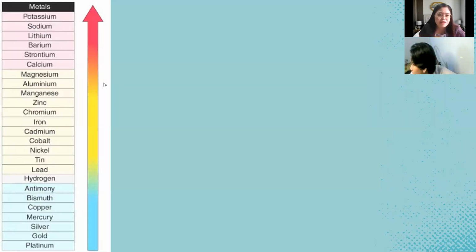I hope you have your index cards now about the activity series of metals, because the single replacement is dependent on this list. Because the element you will use as replacement must be more reactive than the original element that is a component of your compound. And lastly, we have the double displacement, that is exchange partners. The cations and the anions of the two reactants will exchange and form new compounds.